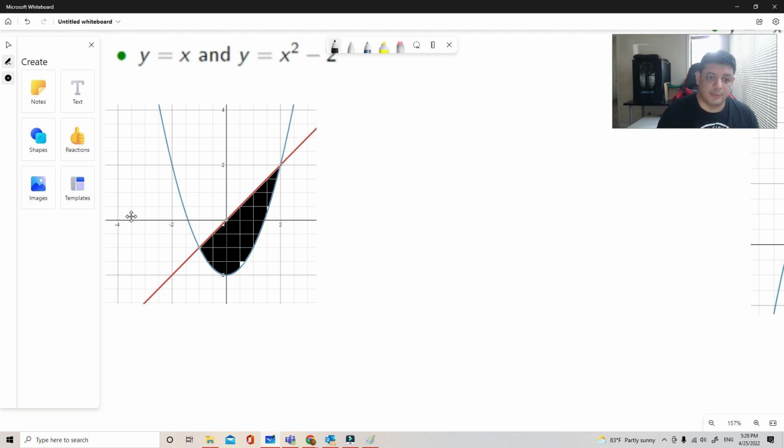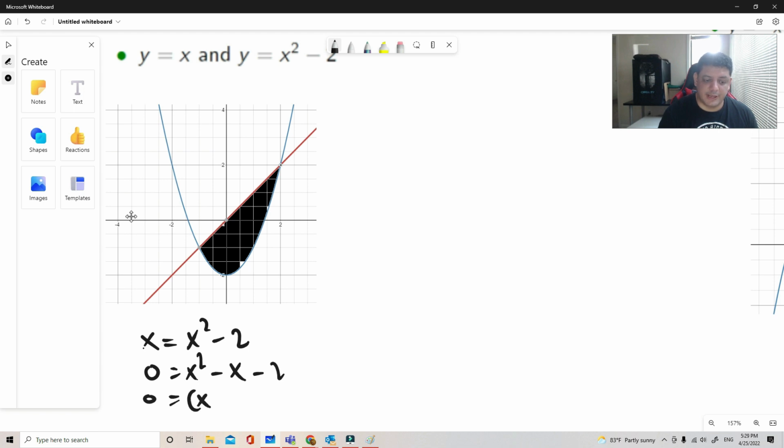So we can talk about those numbers intersecting in 2, but of course we don't know this point yet. So the best thing that we can do to figure out the intersection points and determine the interval of integration is just to set the equations equal to each other. So x equals x squared minus 2. And so we're going to get a quadratic function out of this. We get x squared minus x minus 2.